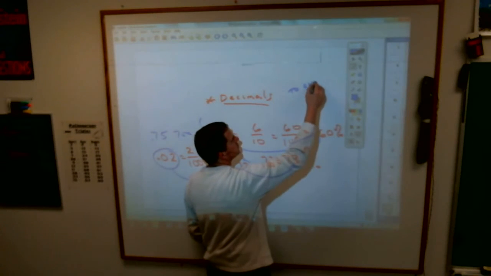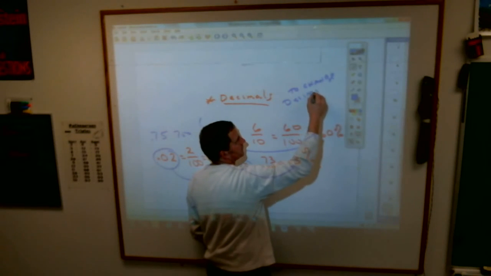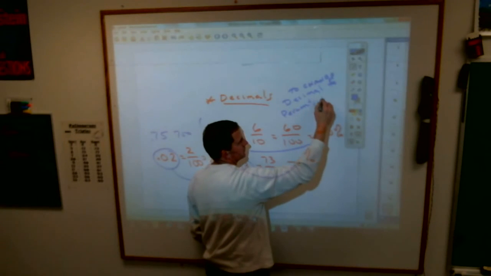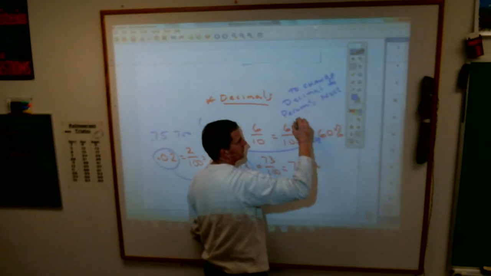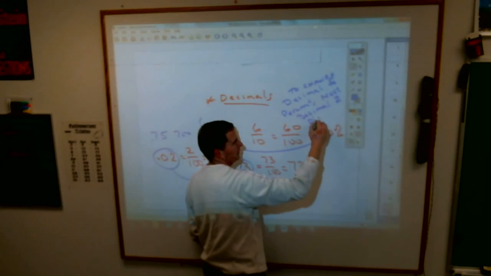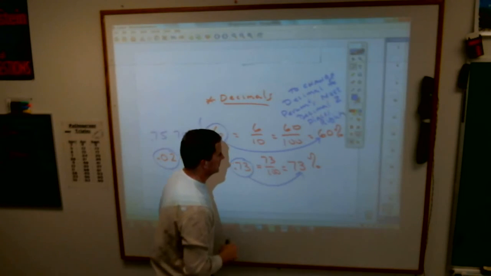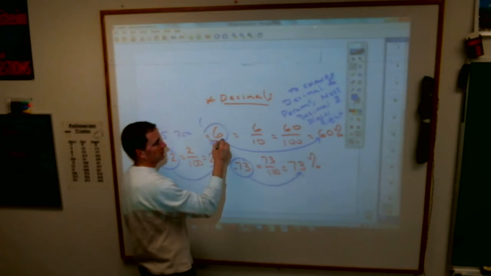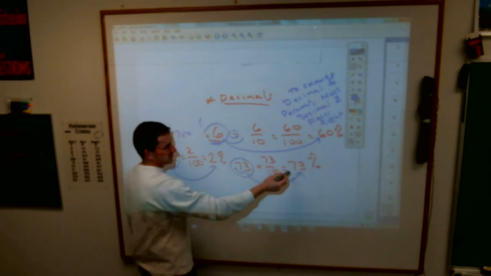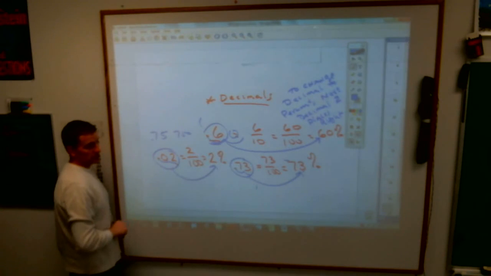To change a decimal to a percent, you just move the decimal 2 places right. Because that's what we actually did. It started out being 0.6, I moved it 2 places right, so I had it at 60. It started out being 0.73, 2 places right, made it 73. It started out being 0.02, 2 places right, made it 2%.